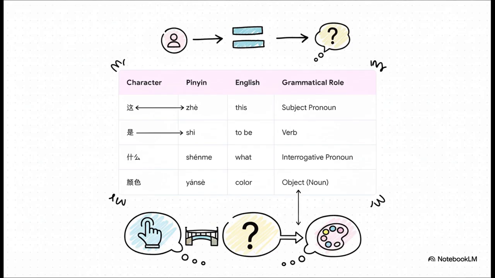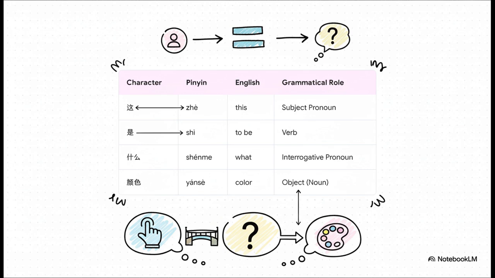First up, you have 这. That means this. It's our subject pronoun. Simple enough. Next, 是, which is the verb to be. It just acts as a simple connector. And you've noticed there's no conjugation here, no am, is, or are, which is a point of wonderful efficiency in the language. Then we have our question word, 什么, meaning what?